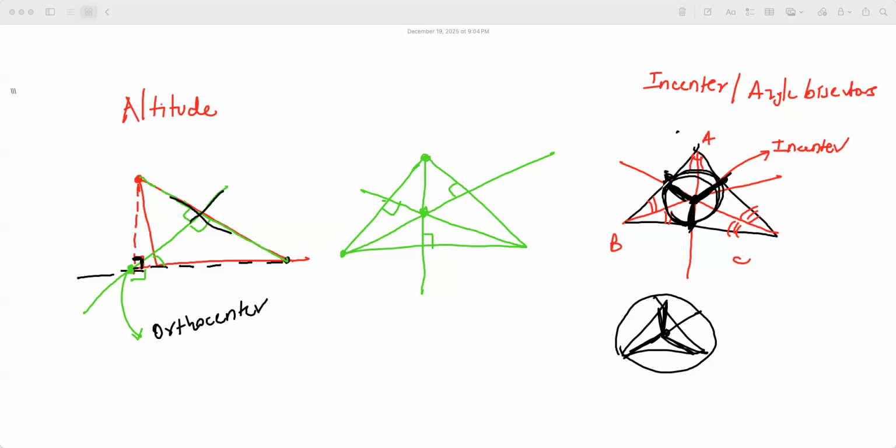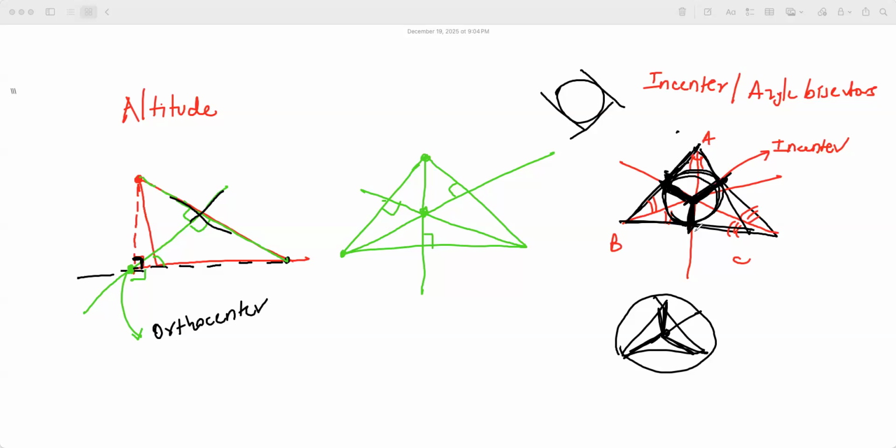The circle is tangent. Tangent means it meets at only one point, like this, or like this. That means the line is tangent to the circle. So here, this line is tangent to the circle. This line is tangent to the circle. This line is tangent to the circle. So now the perpendicular distance from the side to the center forms the radius of the circle, so they are all equal. Make sense?